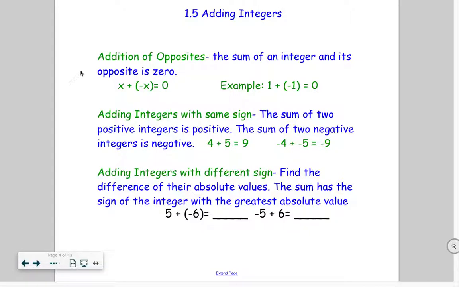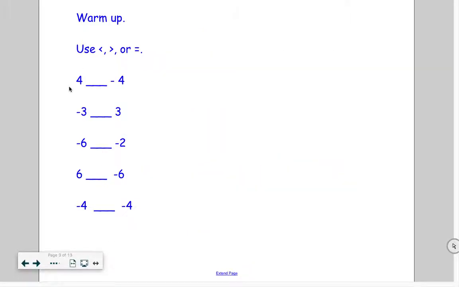Section 5, adding integers. Everybody have these notes in their notebook? The warm-up questions that you have at the beginning of your notes. We are supposed to use greater than, less than, or equal to compare each of those values.